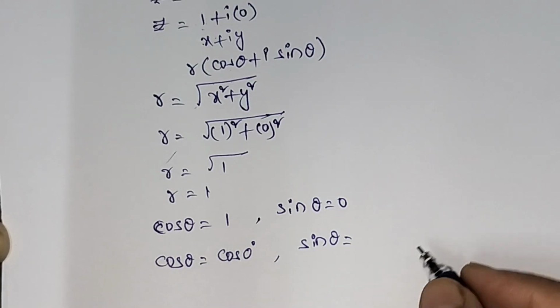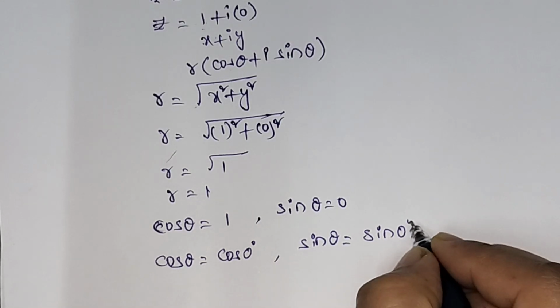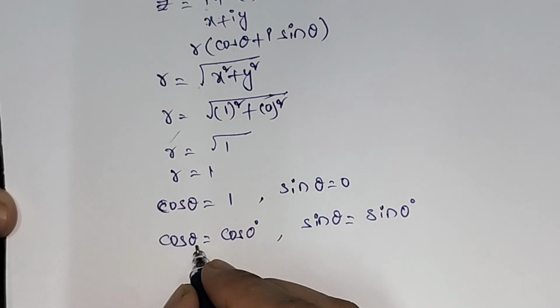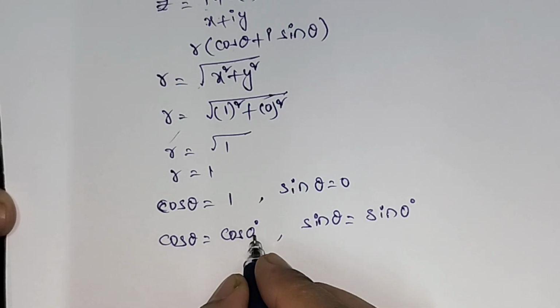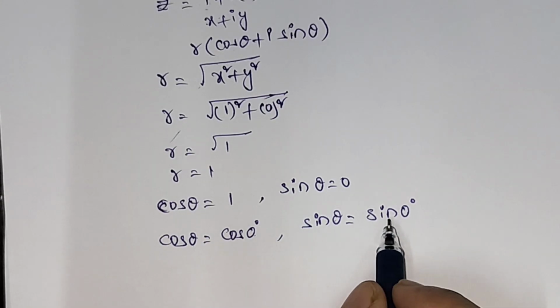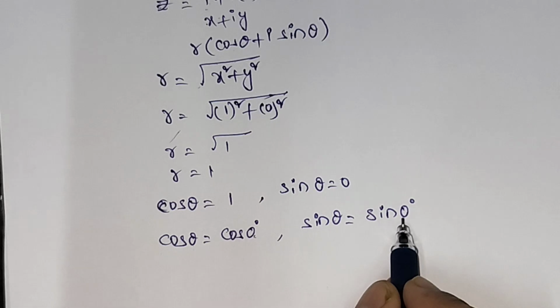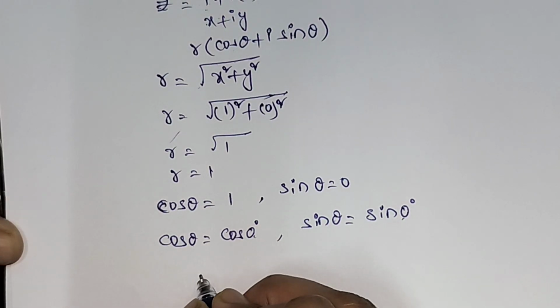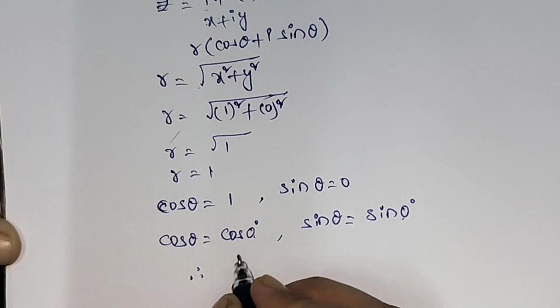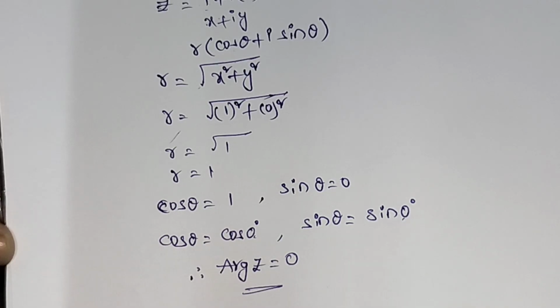Sin theta is equal to 0; sin 0 degrees is 0. Here theta is 0, here theta is 0. Theta must be the same in both. Theta here is 0, here also 0. Therefore arg z is nothing but theta. Arg z is equal to theta, which means 0. This is the solution of the fourth one.